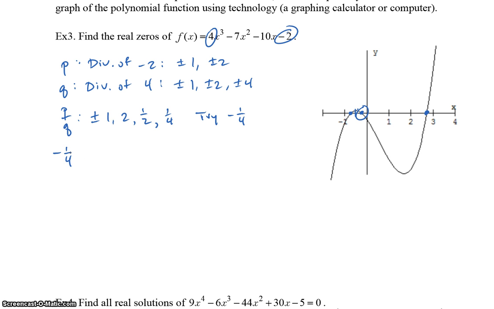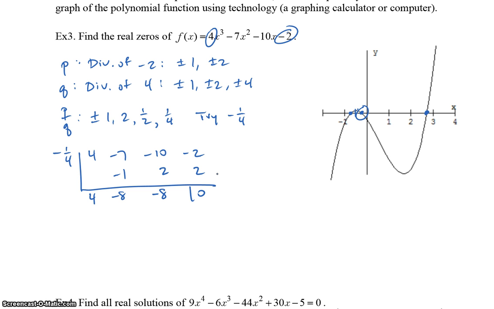I'm going to write the coefficients of f. That's 4, -7, -10, and -2. And bring down the 4, multiply by -1, add -8, multiply by +2, add -8 again, multiply by +2 again, and indeed, there's 0. So -1/4 is a 0, and since this is a third degree polynomial, the quotient should be second degree.